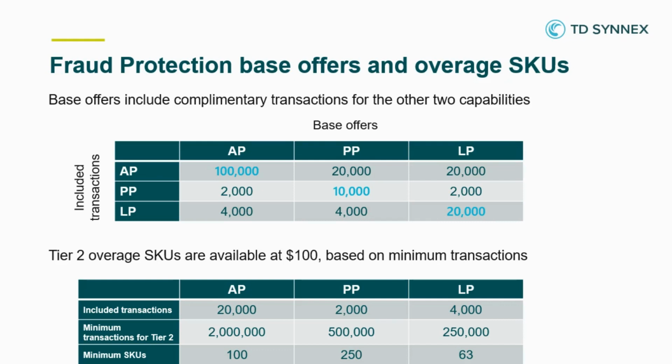For instance, with account protection, if you're licensing less than 2 million transactions, you would be on Tier 1 pricing. Over that, it would be Tier 2. The last row in the table is basically just doing the maths for you. It shows the minimum number of SKUs that correspond to those transactions. In other words, how many of the SKUs gets you up to the minimum entry level for Tier 2 pricing. Let's take a look at a couple of examples to see how all of this works in practice.